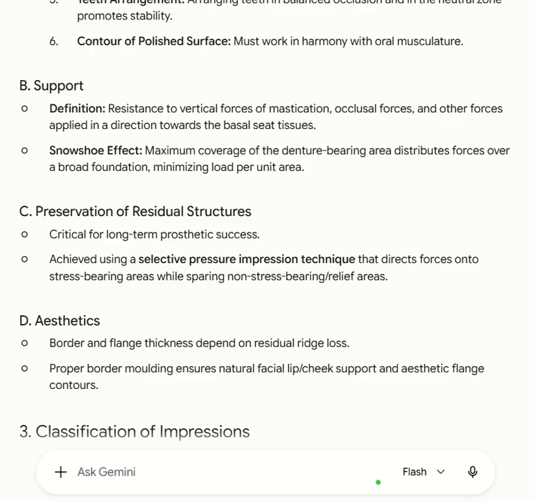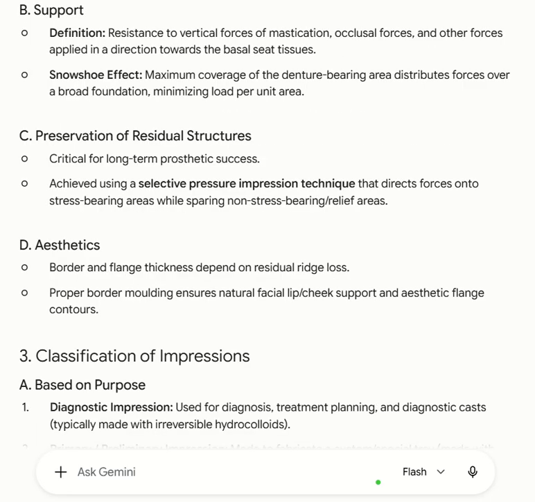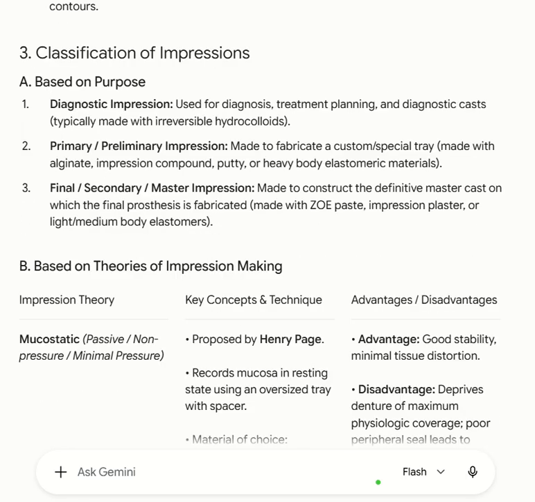D. Aesthetics. Border and flange thickness depend on residual ridge loss. Proper border molding ensures natural facial lip, cheek support and aesthetic flange contours. 3. Classification of impressions. A. Based on purpose. Diagnostic impression: used for diagnosis, treatment planning, and diagnostic casts, typically made with irreversible hydrocolloids.